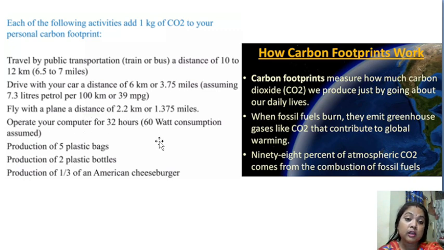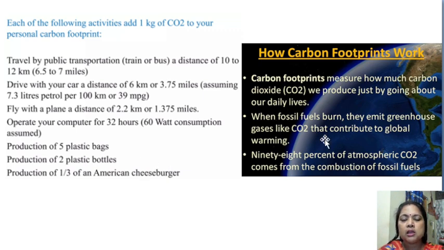Remember this important thing, that if you are operating your computer for 32 hours, then also 1 kg of carbon dioxide is liberated to the atmosphere. That also adds to your personal carbon footprint. Then production of 5 plastic bags, production of 2 plastic bottles, production of 1/3 of an American cheeseburger. All these events each equally add 1 kg of carbon dioxide to your personal carbon footprint.